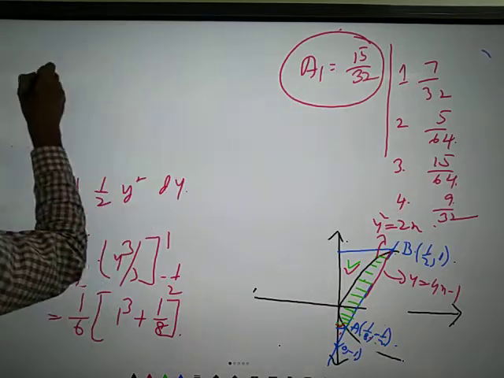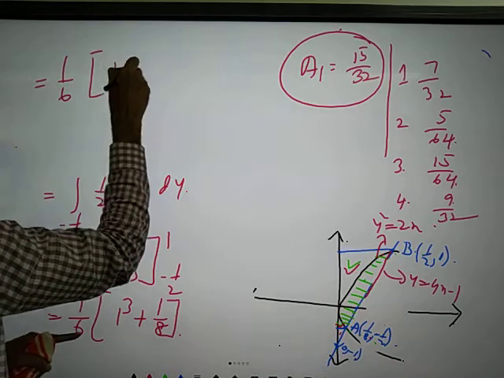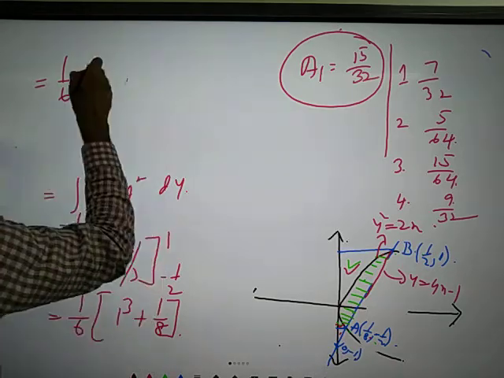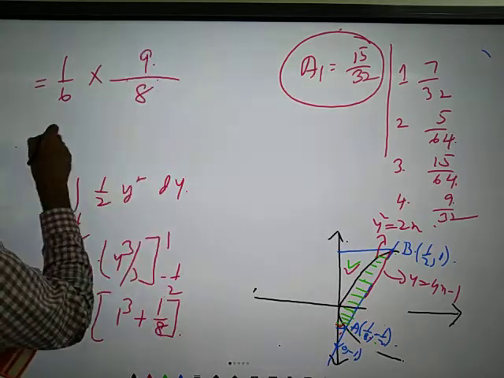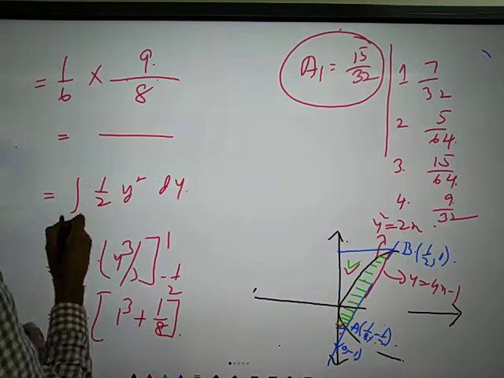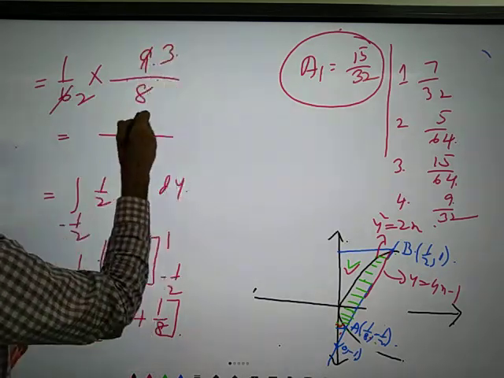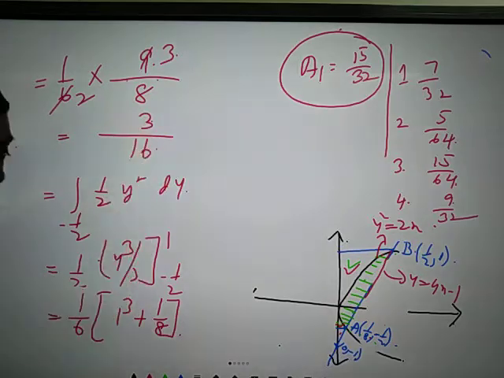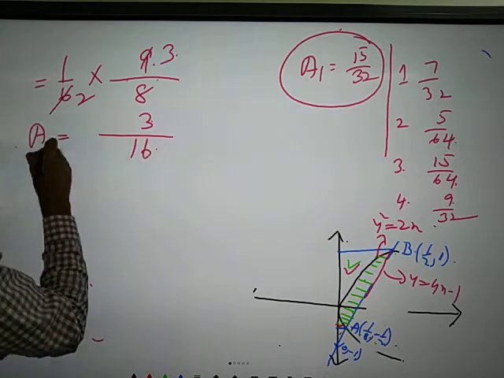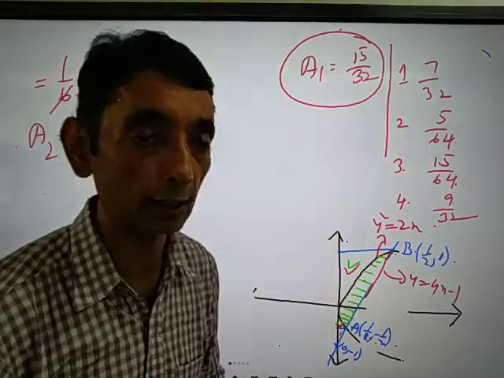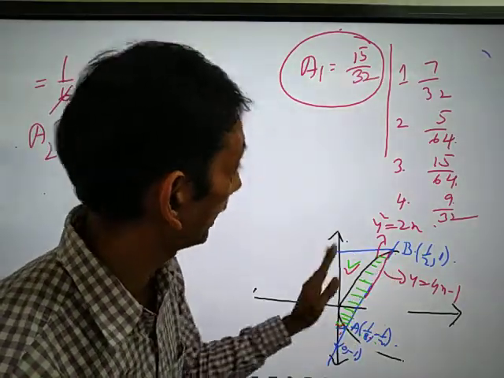If you simplify, this is 1 by 6, and 8 plus 1 is 9, so 9 over 8. You can just simplify this: 3 into 3, 3 into 16. We got 3 by 16. Fine, we got A2. The area bounded by the parabola is 3 by 16, and A1, the area bounded by the line, is 15 by 32.